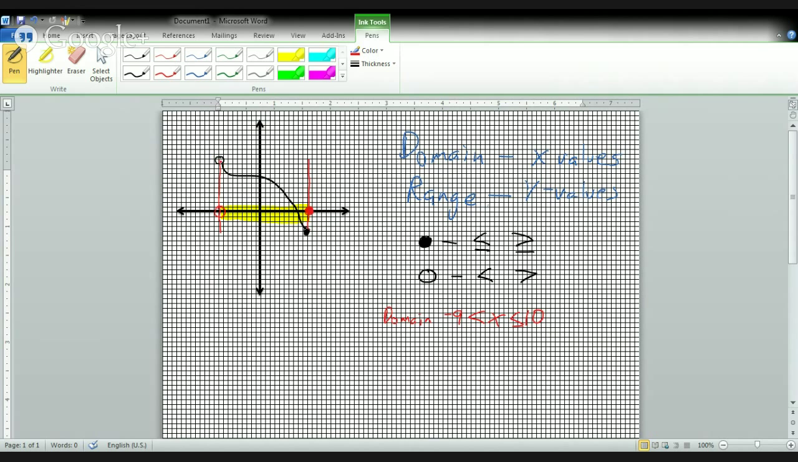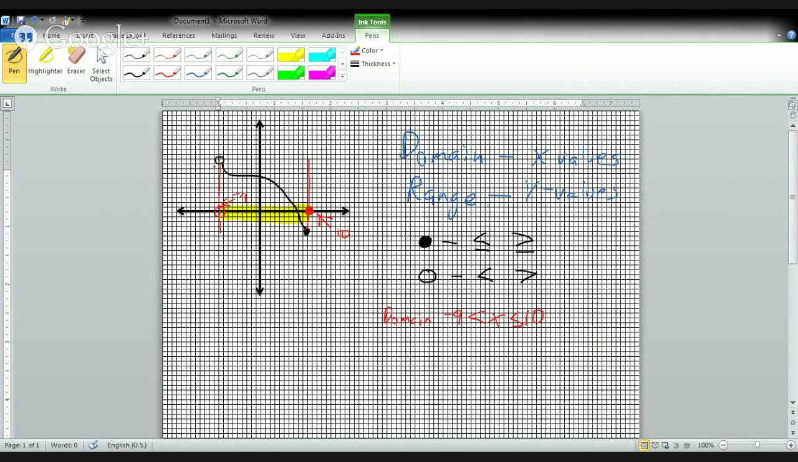So if we looked at anywhere on this graph and found the x value, it would be somewhere in this highlighted area, which is greater than -9 on this side. So I'll go ahead and put that as -9, and less than 10.